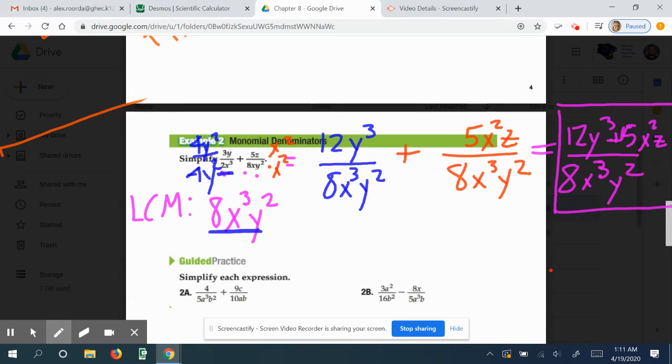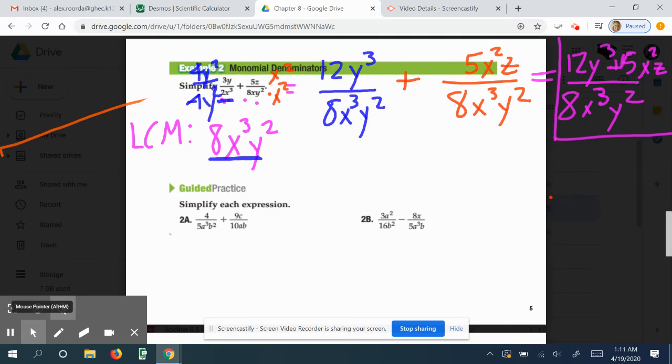That is my addition problem right there. And you'll notice the top still has an addition problem. That's okay. But we do have a bottom that is the same. All right, so here's a couple guided practice problems for you to try now.